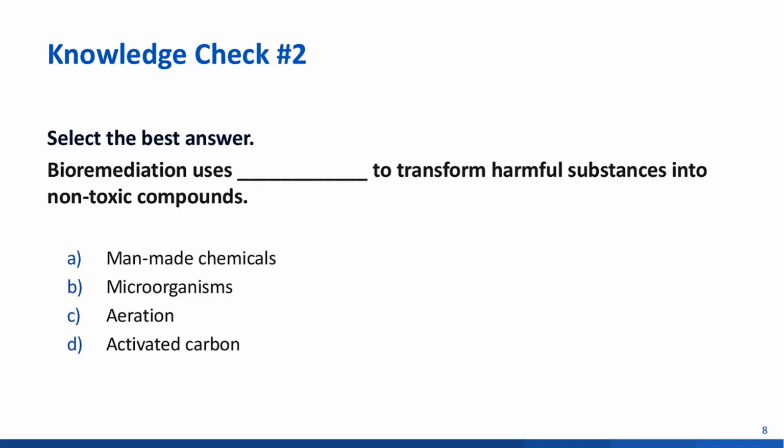Knowledge check number 2. Select the best answer. Bioremediation uses what to transform harmful substances into non-toxic compounds? A. Man-made chemicals. B. Microorganisms. C. Aeration. D. Activated carbon. Let's pause for 10 seconds for you to answer.